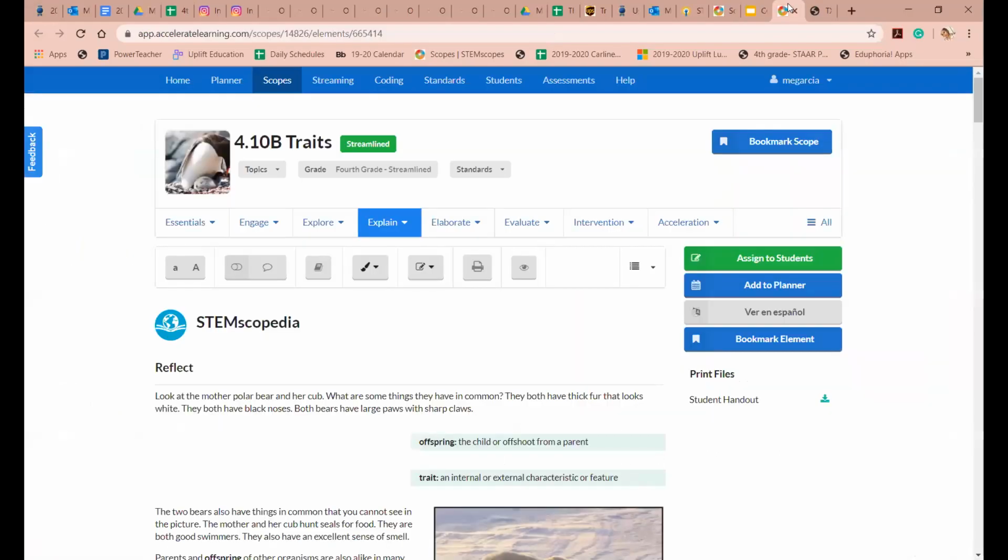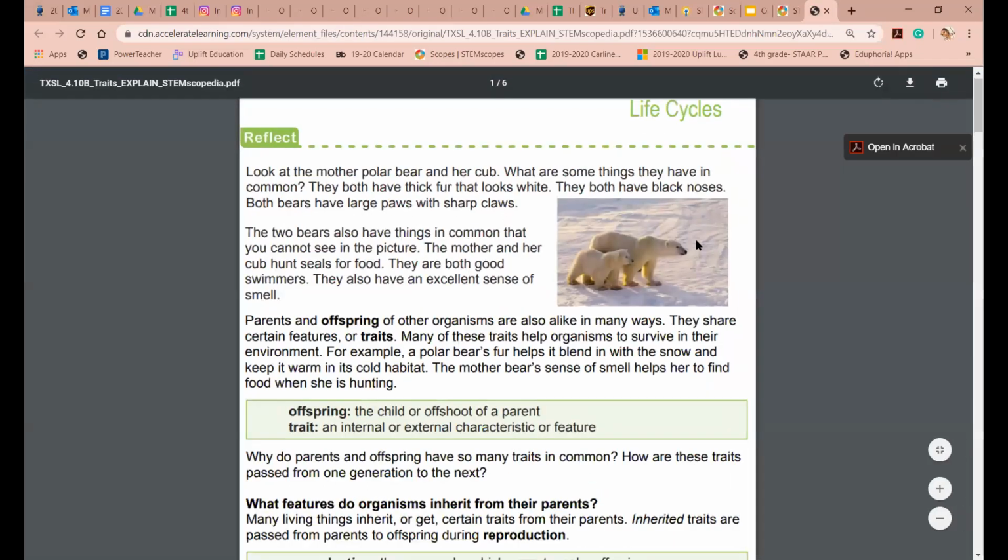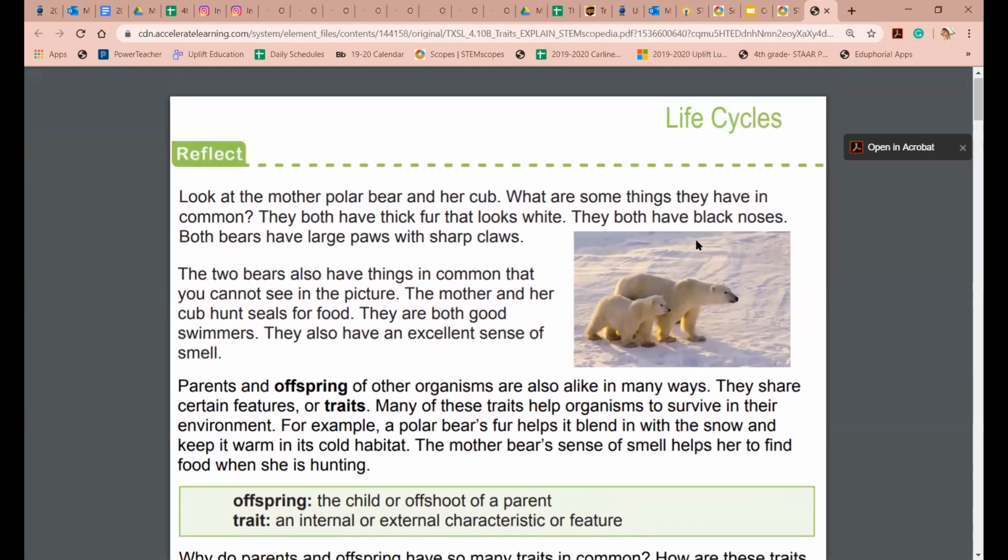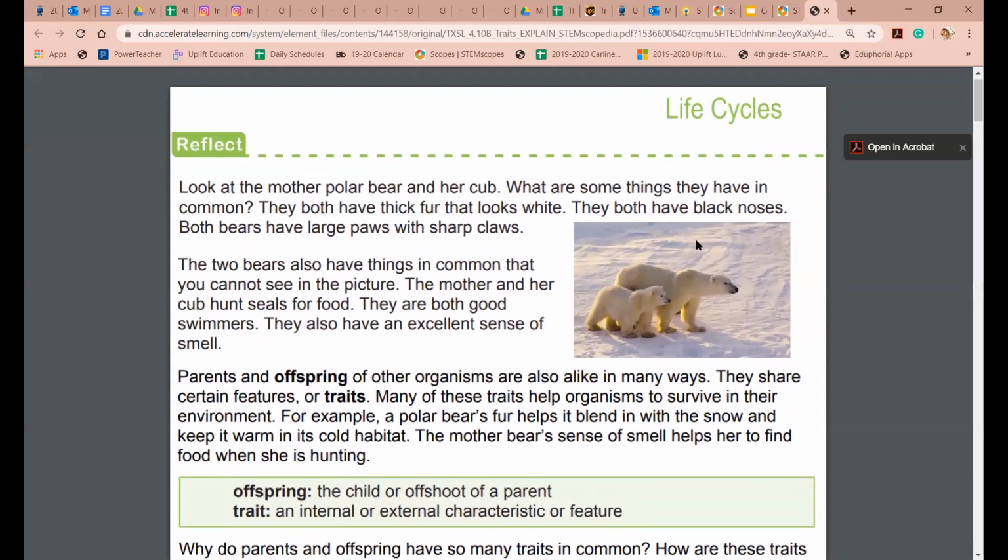All right, let's go ahead and jump into our article. Okay, we've read this before, so I'm just going to kind of skim through. I'm not going to read it word for word.